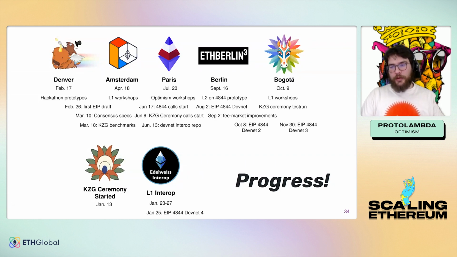But now we're at the point where we're running DevNets more regularly, and the KZG ceremony is almost coming to an end. And in DevCon, or shortly after DevCon, we started DevNet 3. And then earlier this year at the Interop event, there was this DevNet that really pulled in all the clients, where you can see that it's viable to ship in a hard fork.